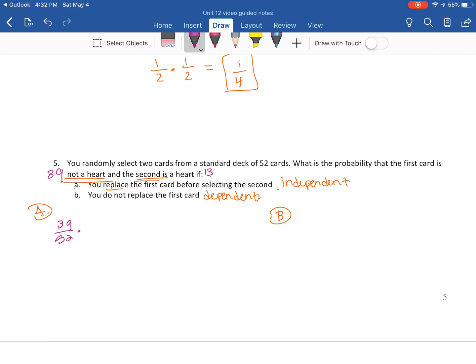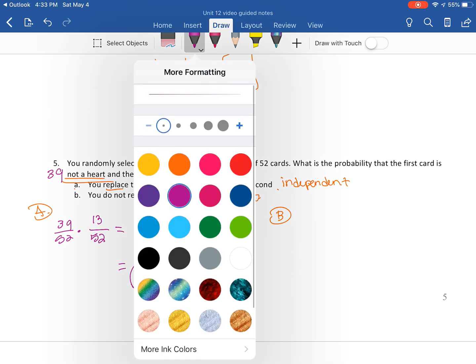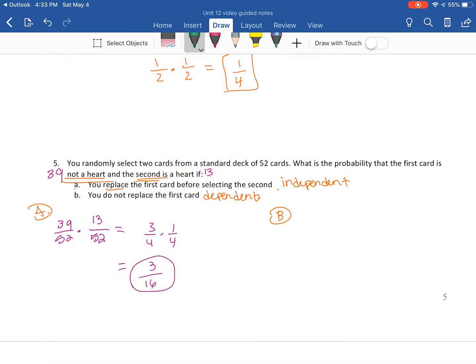If we put the card back, well, we'd still have 52 cards to choose from. Okay, and out of those 52, 13 are hearts. We can simplify this to 3/4 times 1/4, which would give us an overall probability of 3/16. So that's our independent probability in this situation.